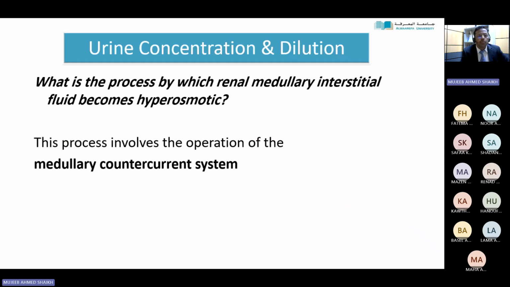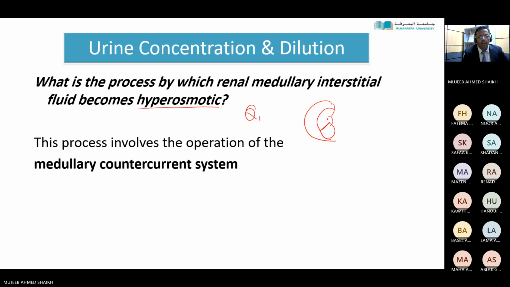So what is the process by which the renal medullary interstitial fluid becomes hyperosmotic? This is the first question. Question number 1 is how this medullary interstitium becomes hypertonic, with increased osmolarity. How will the gradient be produced, like 400, 500, 600, 700 till 1200? Till 1200 milliosmol gradient is created.